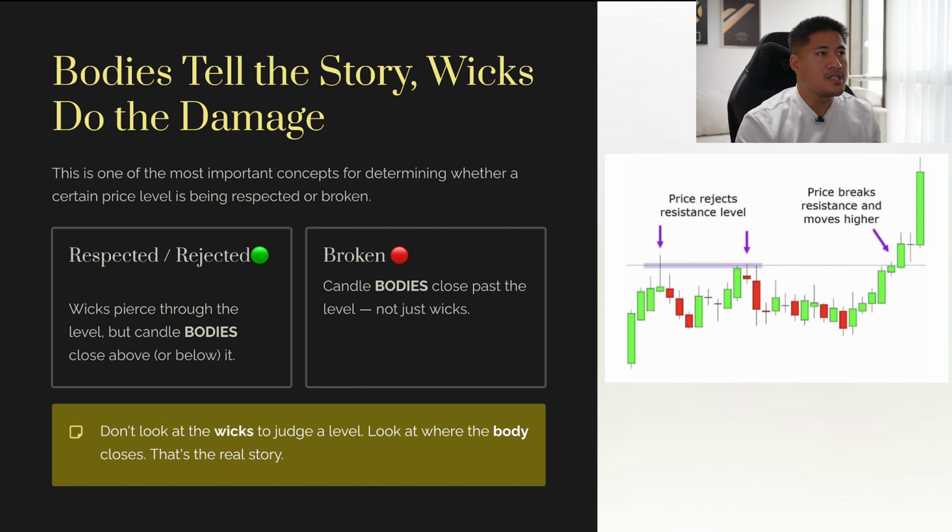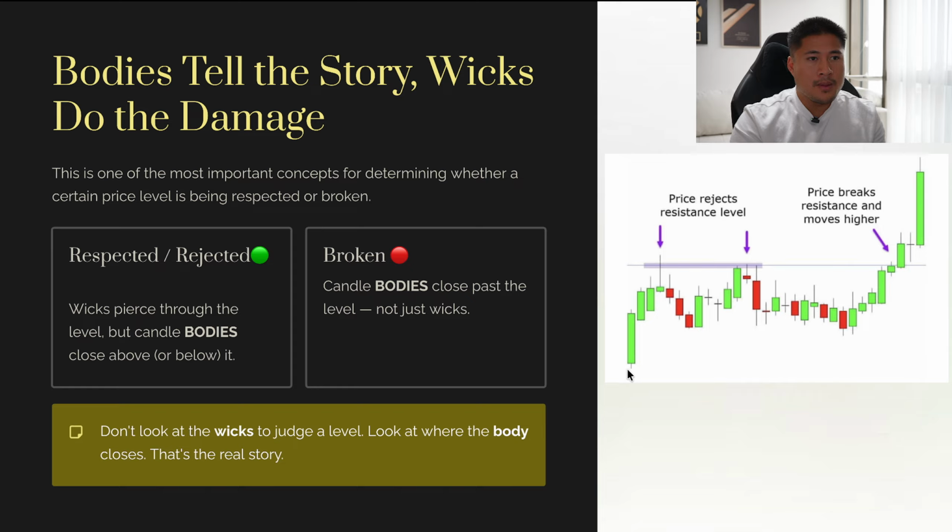Next, a very, very important concept you need to understand is what bodies and wicks actually tell. Bodies tell the story, wicks do the damage. This is one of the most important concepts for determining whether a certain price level or POI, a point of interest, is being respected or broken. Let's have a look at the picture on the right. For example, we have a POI or a certain price level right here, this horizontal line.